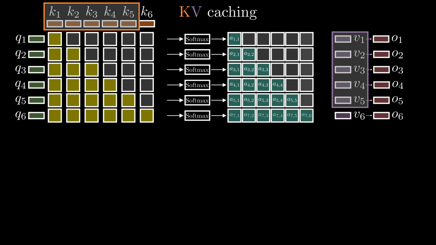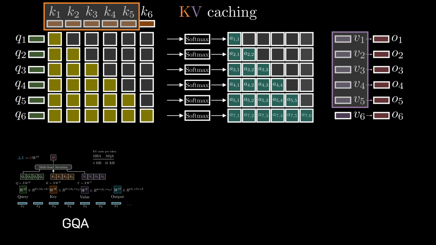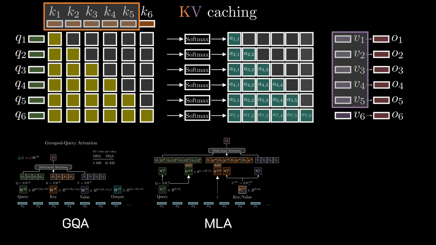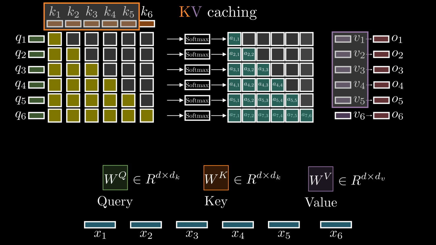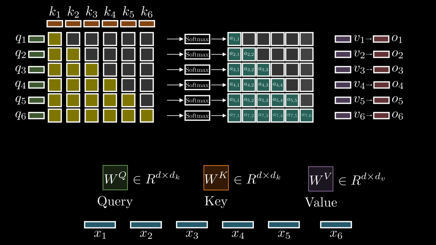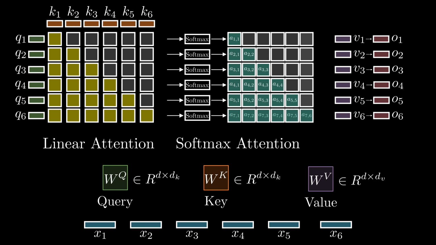In the previous video, we discussed several improvements that aim to address the limitation of linear memory growth, including group query attention, multi-head latent attention, or DeepSeek sparse attention. While these improvements offer some relief, they do not fully resolve the linear memory growth problem in standard softmax attention. This is where linear attention comes in. Linear attention is simply softmax attention, but without the softmax function. Let's see how it works.